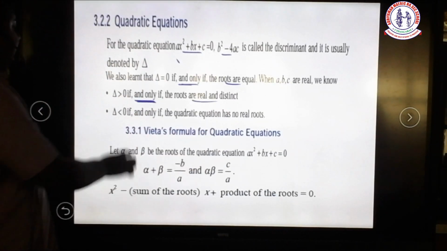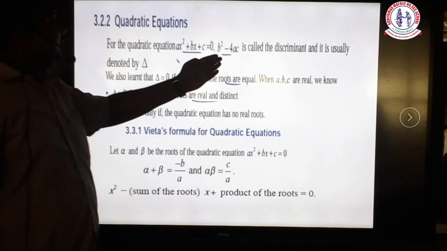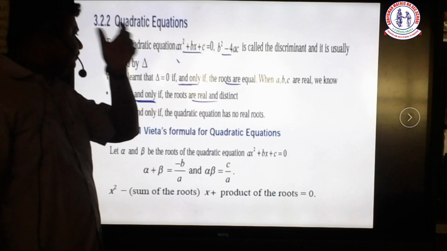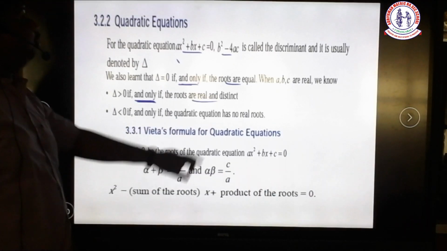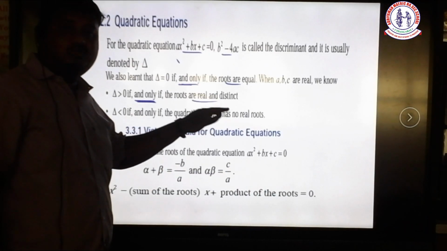The third point is delta less than 0. Once again, you can apply the a, b, c values. You can get minus 15, minus 25. It is less than 0. Therefore, the equation has no real roots.